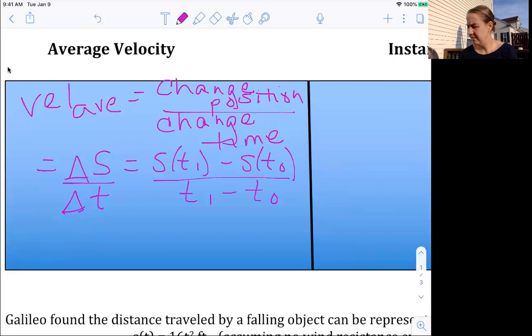T0 is your initial amount. I hope that's familiar to you. Maybe it's not. And T1 is your final amount. So T sub 0, your initial time. T sub 1 is your final time.